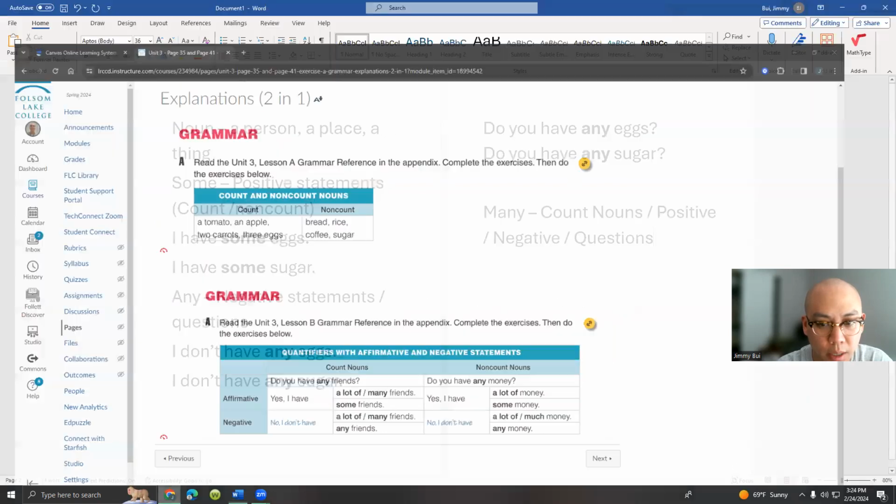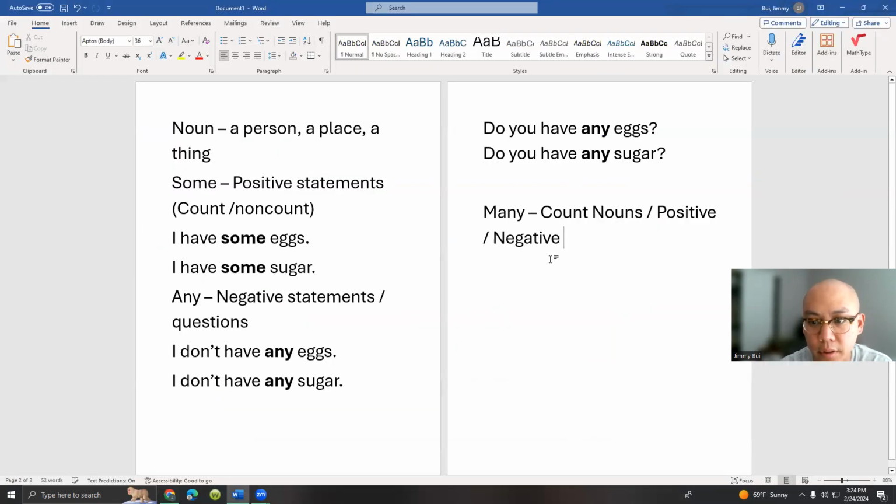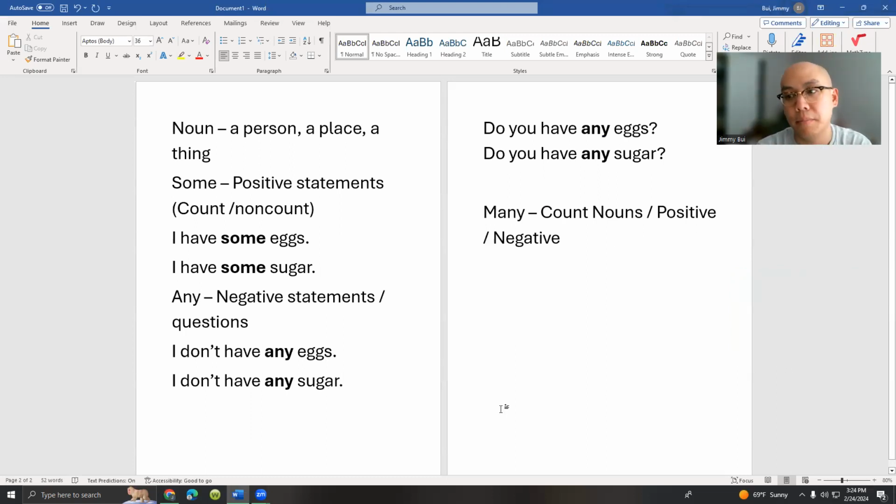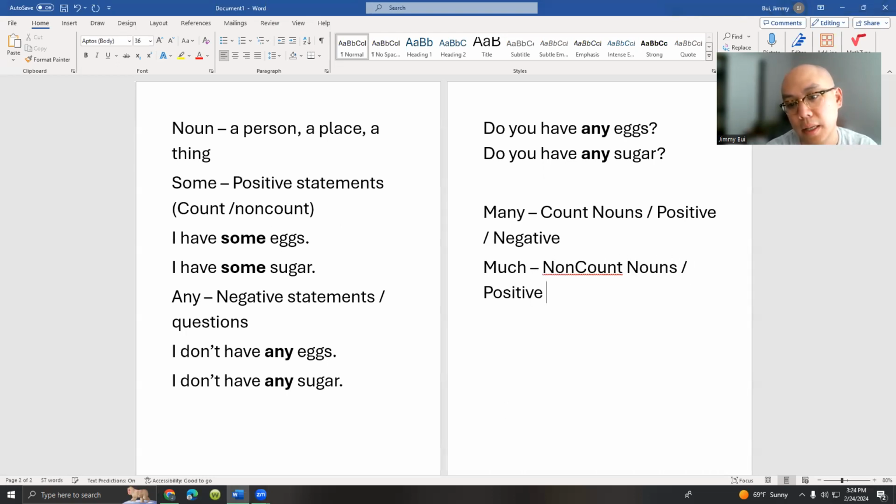Okay. Or I'm sorry, positive or negative. Questions as well, but we're gonna leave that out for now. That goes further into ESL and a different class and different rules and things like that. But to keep things consistent with the pages that we're looking at for now, many count nouns, positive, negative, and much non-count nouns, positive and negative.